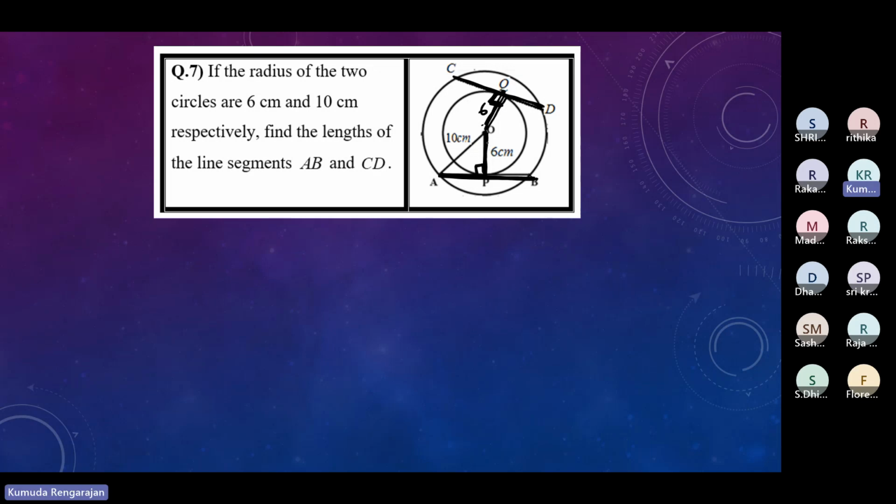So that means OP is equal to OQ. The distance of the chord AB from the center is the same as the distance of the chord CD from the center. OP is a distance of 6 centimeters, and OQ is a distance of 6 centimeters. The distances are equal, so the chords will be equal in length. So we just found that AB is 16 centimeters. So CD also will be 16.